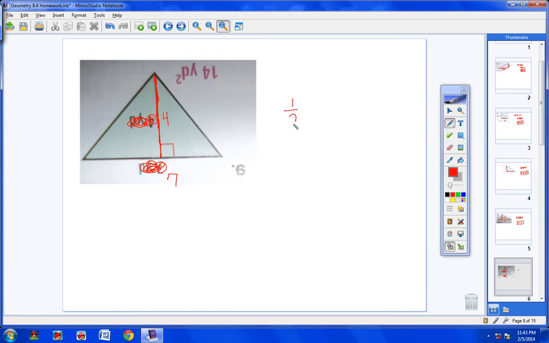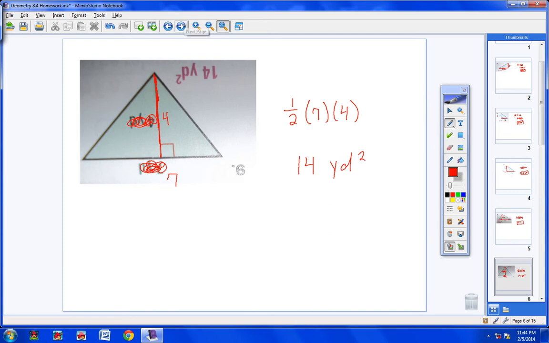So the area of this triangle is 1/2 times the base times the height. And if you type that into your calculator correctly, we'll say it that way, you will get 14 square yards.